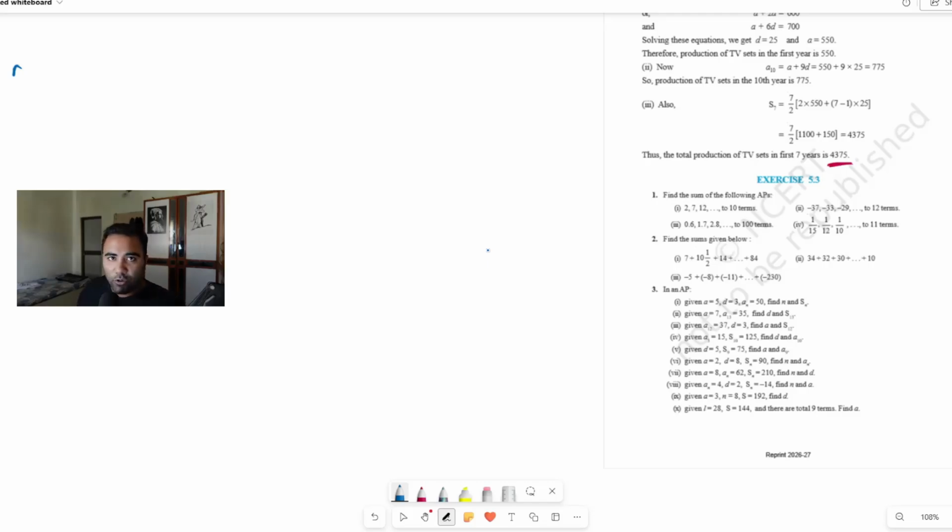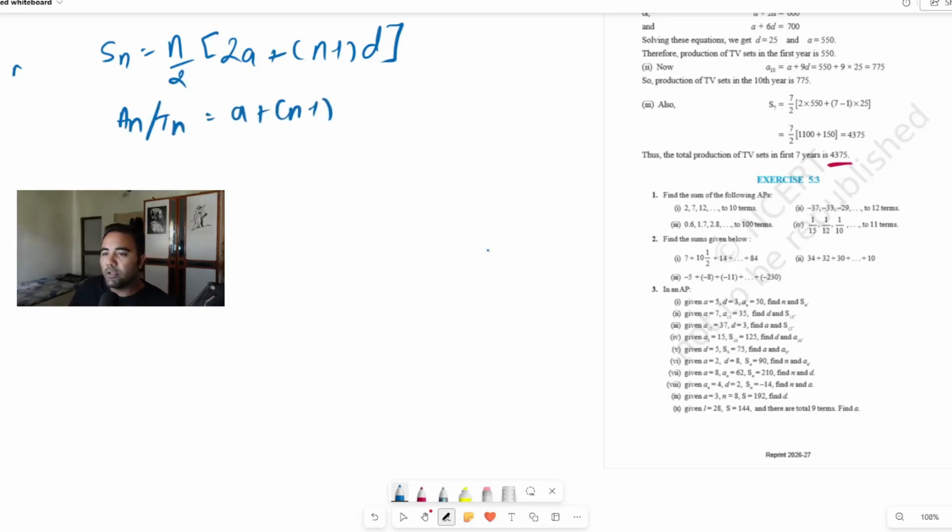All right, we only know one formula, that is sum of numbers. What is the formula for sum of numbers? Sn is equal to n upon 2, 2a plus n minus 1 d. This is the formula that we learned. We learned another formula, that is an, or somewhere it is written tn is equal to a plus n minus 1 d.